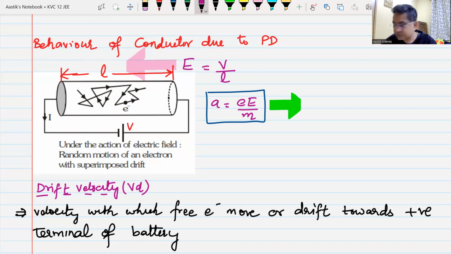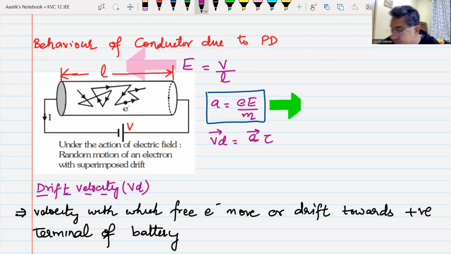Yes, sir. So now I can just go up and write this drift velocity will be equal to, if I write it vectorly, it will be in the direction of vector A multiplied by tau. Do you remember this tau? What is this tau?